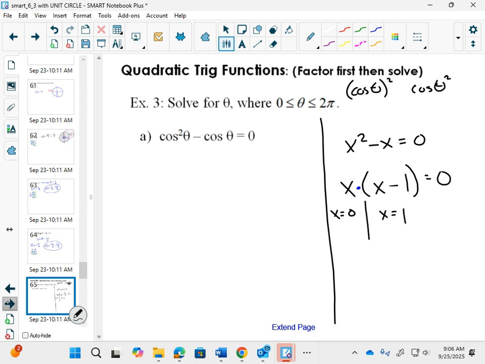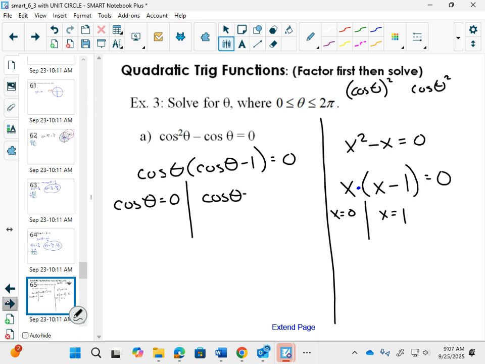Just like here, I notice I have a cos theta in common, and I would factor that out. Now that I've factored and it's equal to 0, I would split it here. Either this one is equal to 0, in which case cos of theta would have to be 0, or this one is equal to 0, in which case cos of theta would have to equal positive 1.